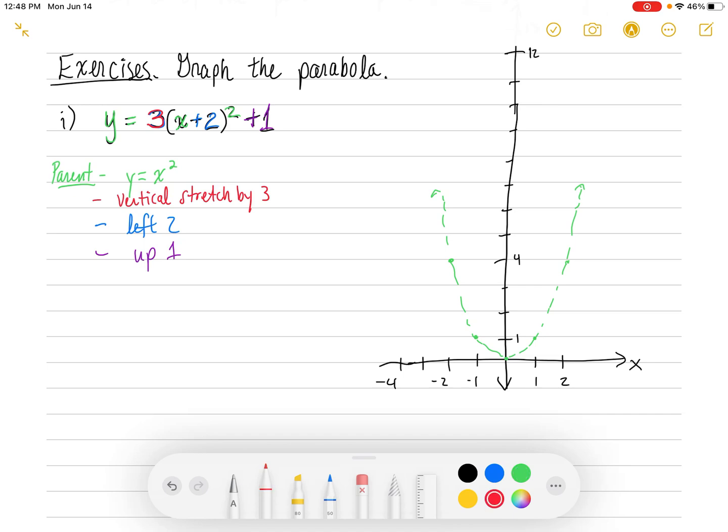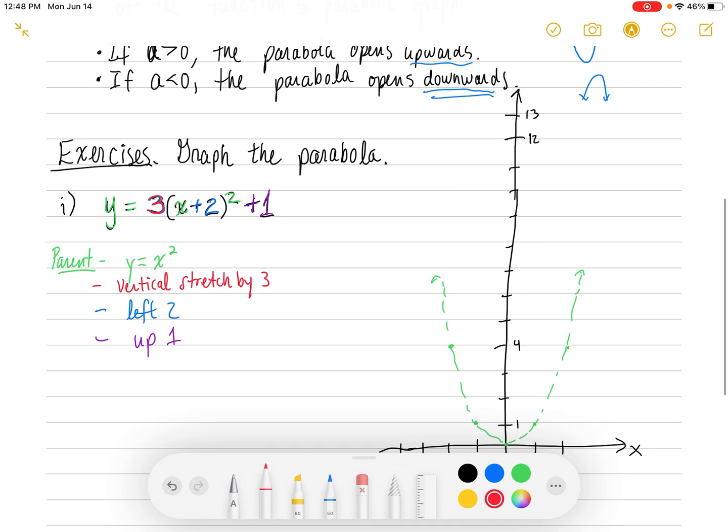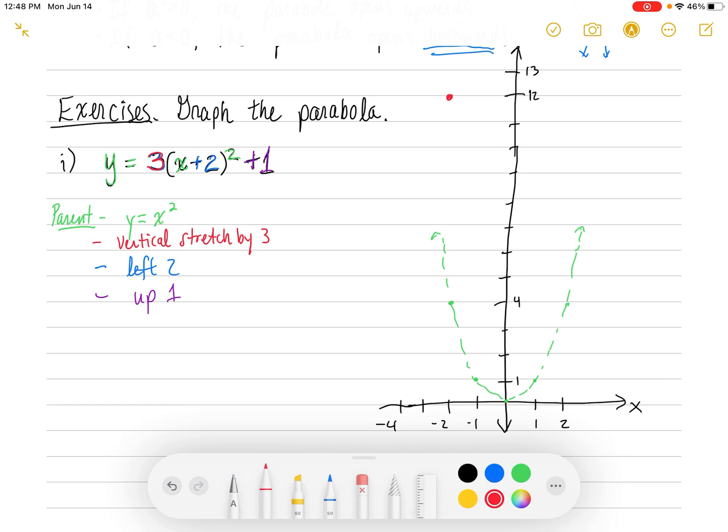And then I would stretch everything out by a factor of 3. So I'm going to multiply the y values by 3. When I'm at negative 2, 4, I multiply the 4 by 3 and I get 12, so I get negative 2, 12. When I'm at negative 1, 1, I'm going to multiply the y value of 1 by 3 and I get negative 1, 3.